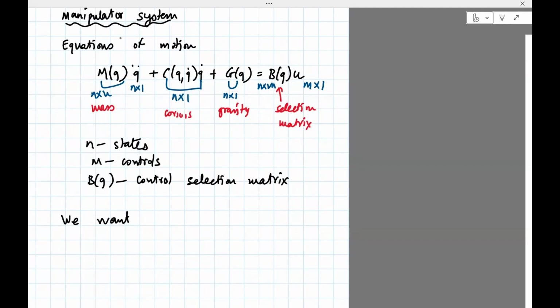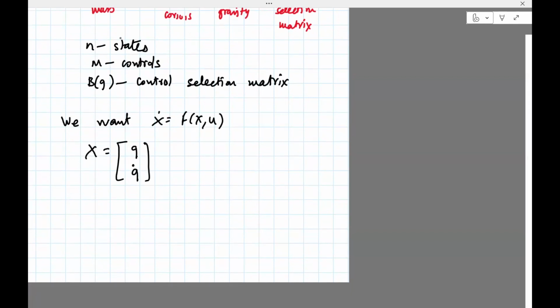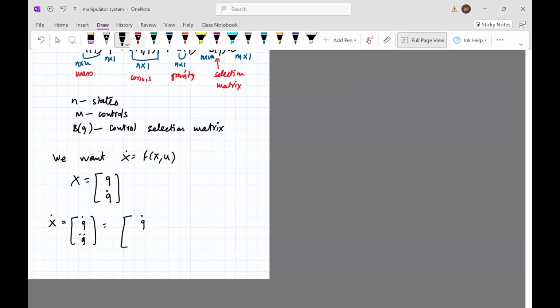What we want is to write it as x dot equals f of x, u. So how do we do that? Well, remember x is the state space and q is the degrees of freedom. So we'll choose x to be q and q dot. That is the position and velocity. So if you want to write the state space equation x dot, that will be q dot, q double dot. So q dot is written as q dot, and then for q double dot, I will borrow this equation here to write q double dot.